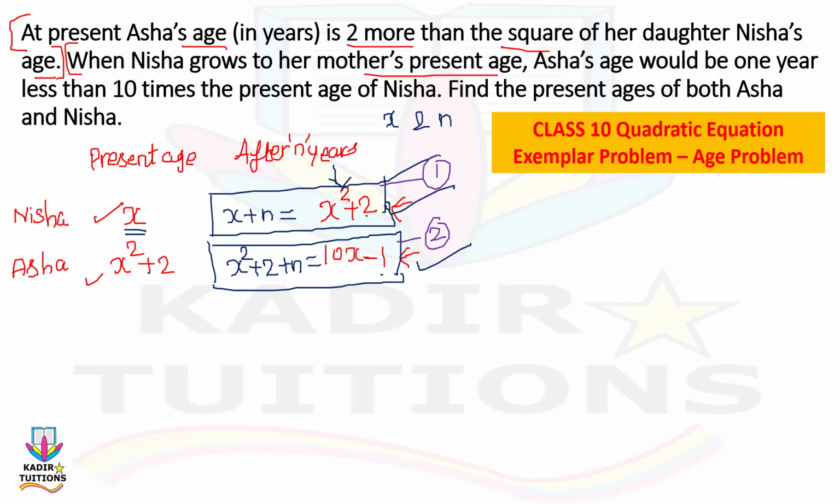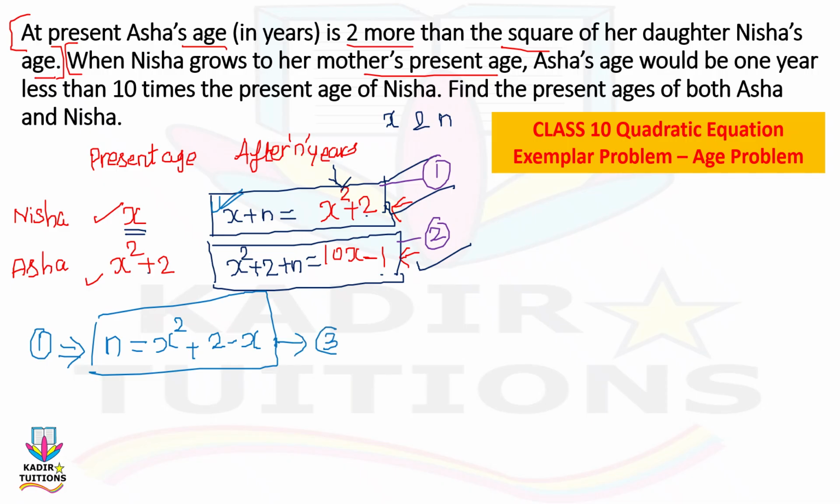Can we start with that? I am going to take equation 1. From the first equation I am going to find n. I keep n on the LHS, and x is there on the LHS now, so we move that to the RHS. So n equals x square plus 2 minus x. This is the value we got for n. Mark this as equation 3. Now we are going to substitute the third equation in the second equation.